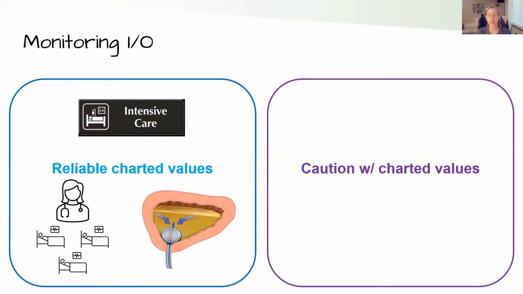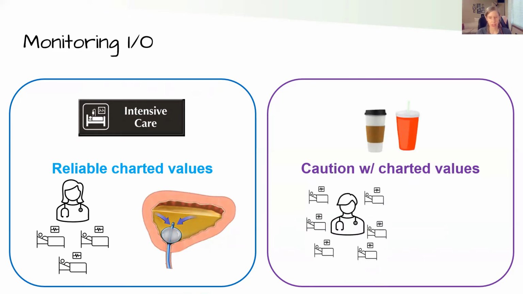On the other hand, situations where you need to have more caution with charted values include when your patient's intake may not be tracked super accurately, such as if they're getting food from outside, if you have a high nursing ratio, or if your patient is spontaneously voiding, because they may miss the hat, they might accidentally have an accident in bed, or they might urinate when they defecate, meaning that it's hard to track all of that urine. The overall point is if it's hard to keep an accurate track of your patient's urine output, you need to be cautious with the charted values of their I's and O's.